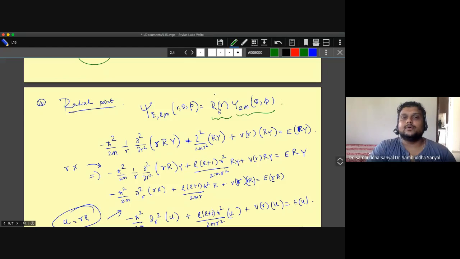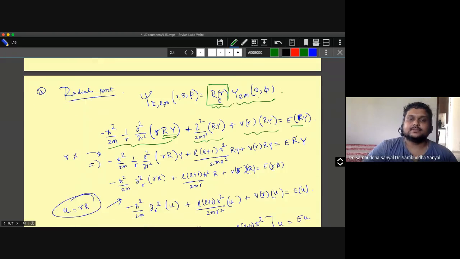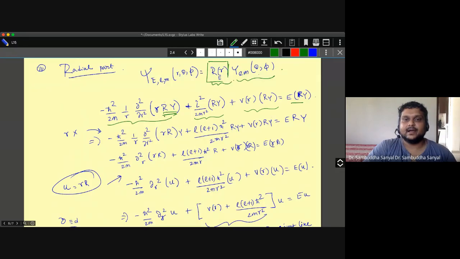In order to know the full solution, I need to know the radial part. If I plug in this form, I write it as R times Y, where R and Y are just shorthand. I go back to my original stationary Schrodinger equation and get this form: this is the kinetic term, this is the L square term, this is the V potential term, and this is the energy term. This derivative will act only on the R function, the radial part.